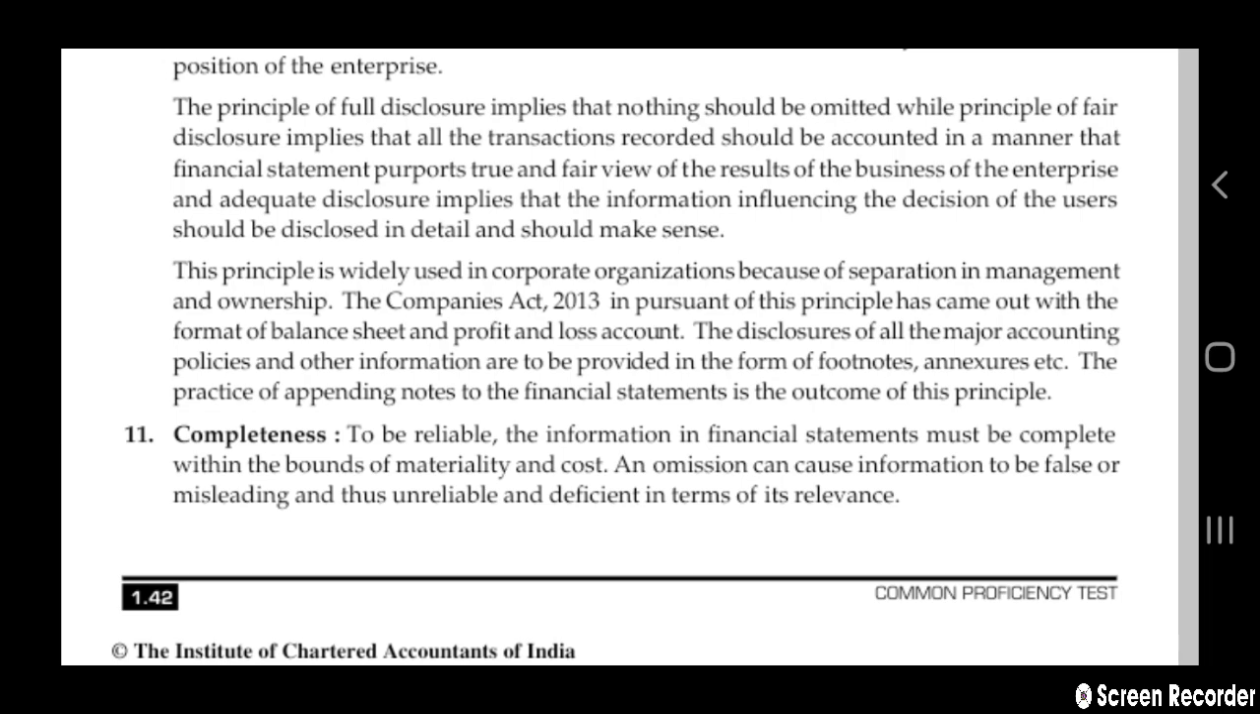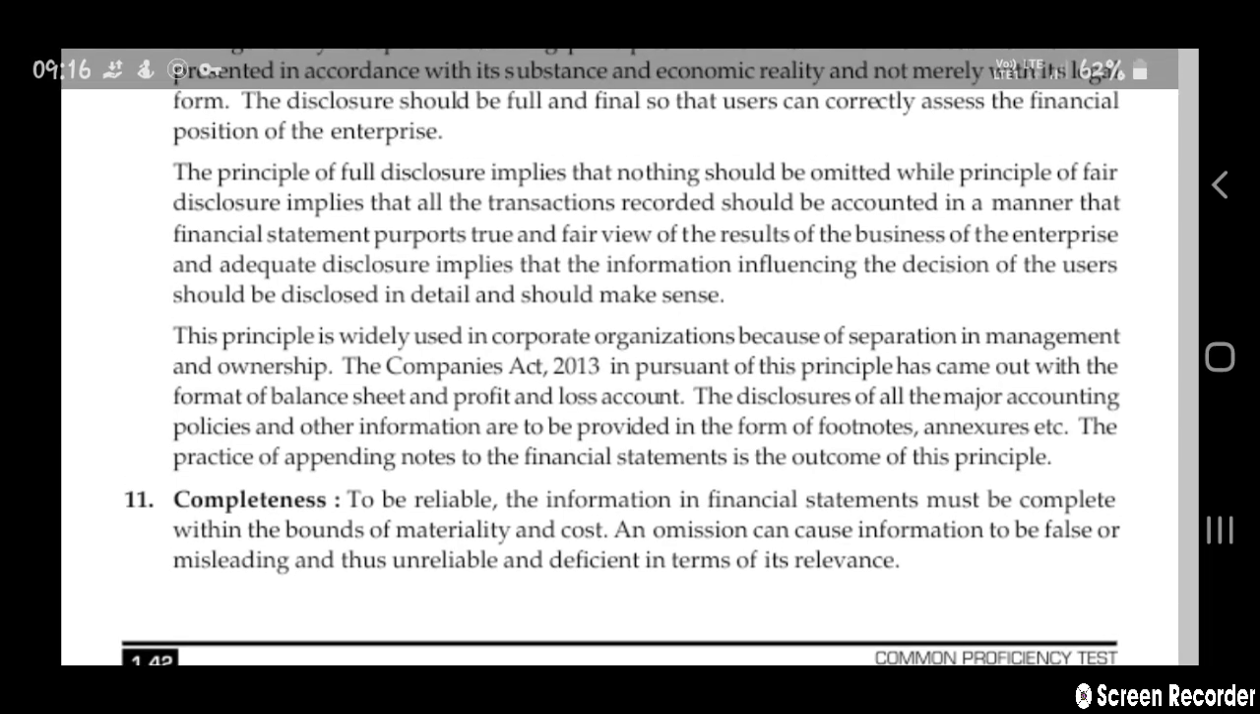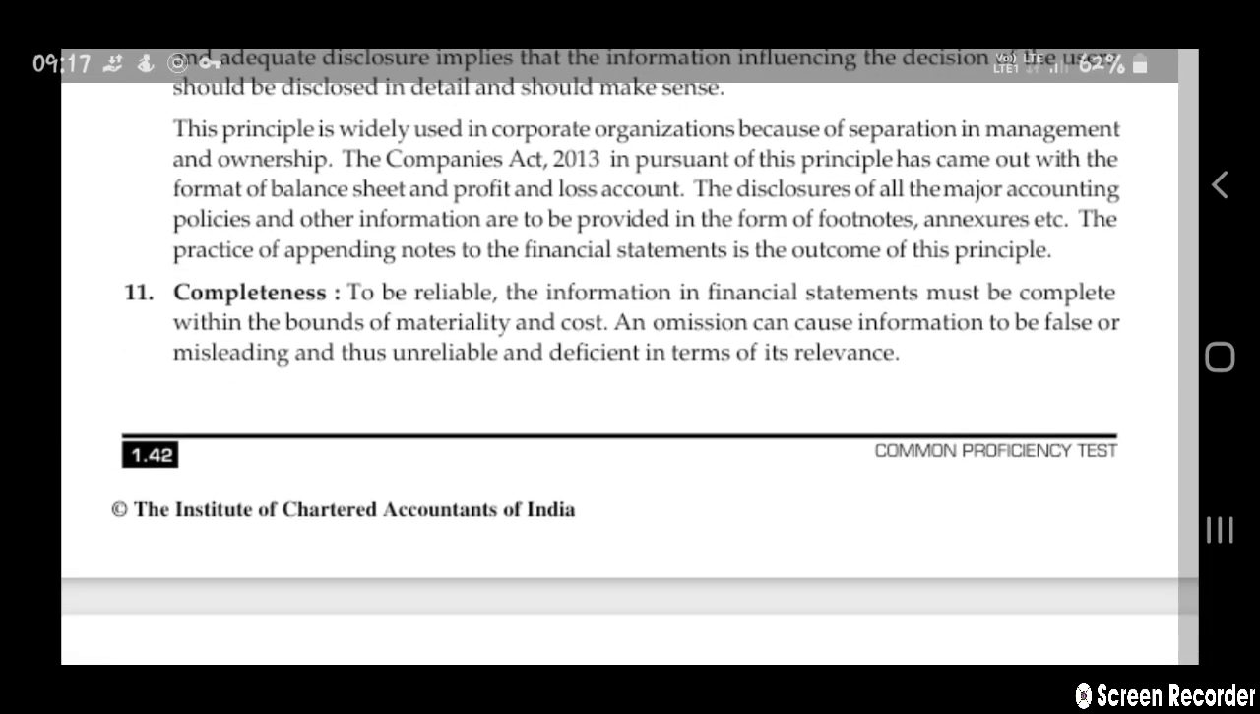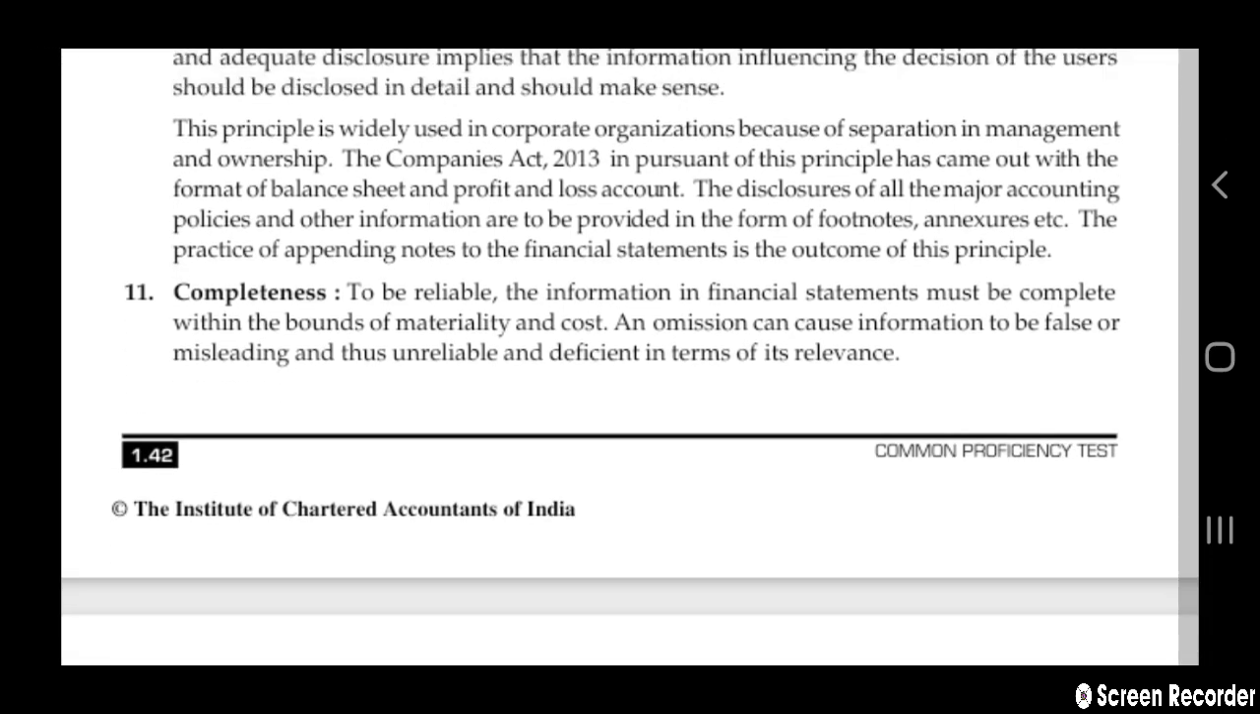And adequate disclosure implies that the information influencing the decisions of the users should be disclosed. The information influencing the users' decisions may be disclosed in detail, and it should make some sense. If it is disclosed, it should have some meaning.